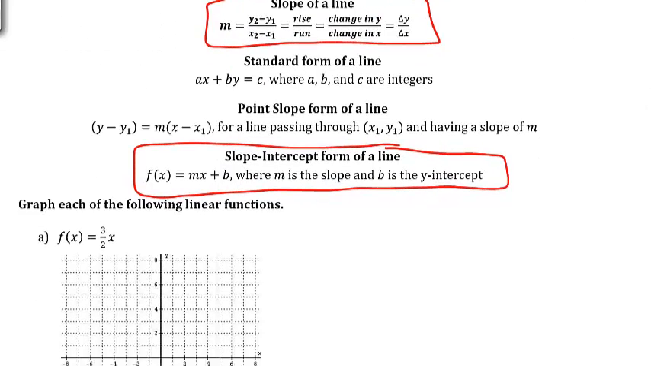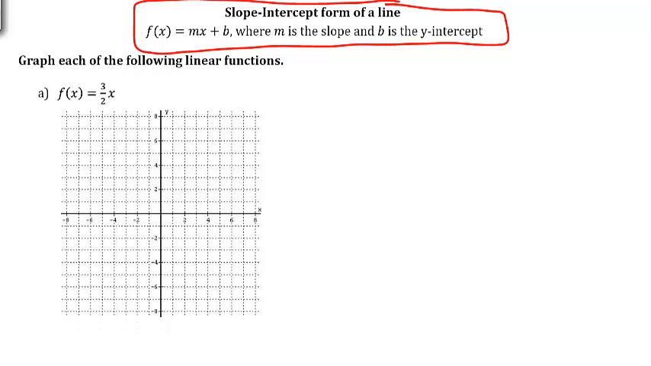So let's take a look at how to graph some linear functions. And again, they're functions, and so they're always going to be in this slope-intercept form. So our first example, we have f of x equals 3/2 x. And so our slope m is 3/2.